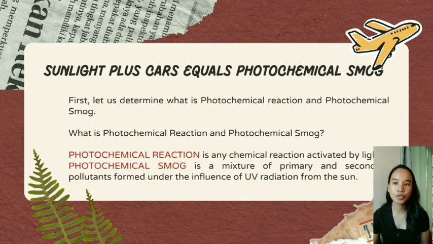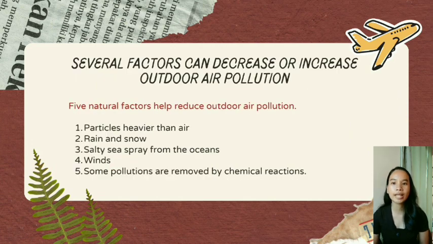Photochemical smog is a mixture of pollutants that are formed when nitrogen oxides and volatile organic compounds, or the VOCs, react to sunlight. It tends to occur more often in summer because that is when we have the most sunlight. Several factors can decrease or increase outdoor air pollutants. So there are 5 natural factors that help reduce outdoor air pollutants.